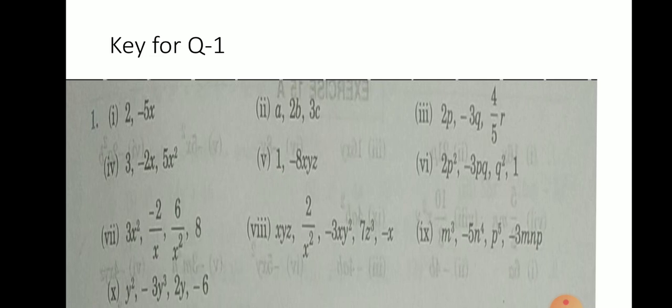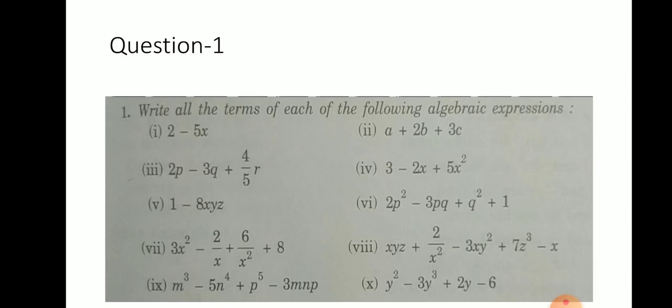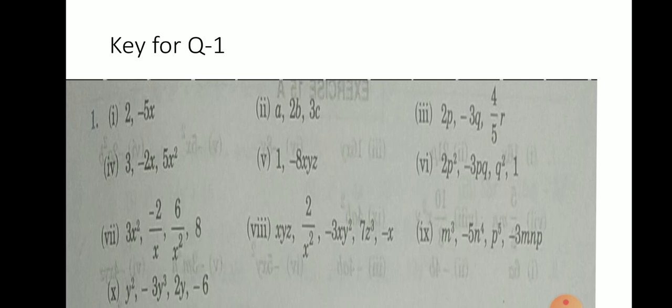Totally here we have 5 terms, right? Now the ninth one contains totally 4 terms. They are m cube, minus 5n power 4, p power 5, minus 3mnp, right? In the same manner, the 10th one has y square comma minus 3y cube comma 2y comma minus 6. Let us check here, right? So these are the terms of the given algebraic expressions, right?